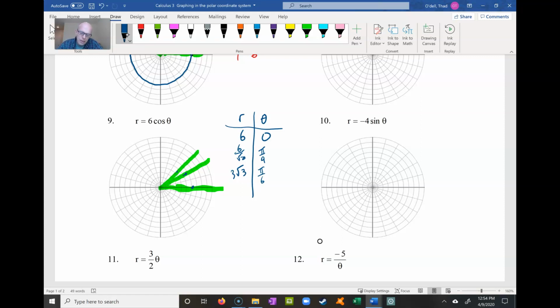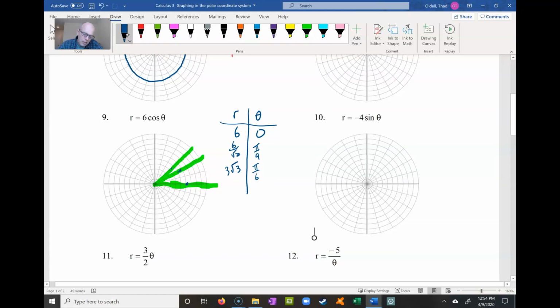So you can see that as the angle is sweeping around in the positive direction, the radius is getting smaller. So what we see is this thing is getting smaller and smaller and smaller. The question is, how small does it get? Well, we know that cosine is going to go to 0, right? When does cosine hit 0?